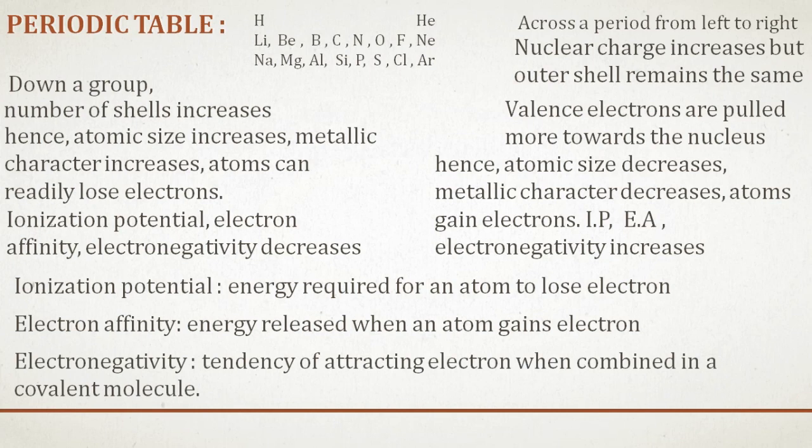Electronegativity is the tendency of attracting electrons. See, electron affinity is the energy released when an atom accepts an electron, but in the case of electronegativity, it is the tendency of attracting the electron when combined in a covalent molecule, right? So that's all from the periodic table.